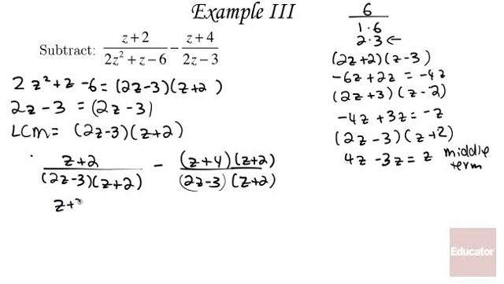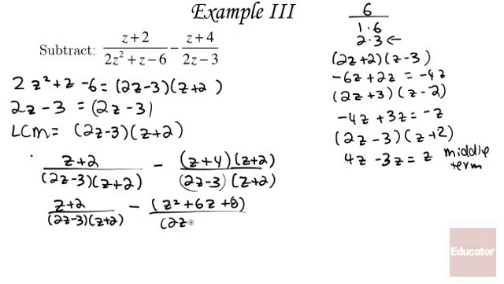Doing some simplification and then adding. This gives me 2z minus 3 in the denominator, z plus 2. That's my LCM. Now I need to multiply all this out. This is z squared. Outer, I get 2z. Inner is 4z, so that's plus 6z, plus 8. 4 times 2 is 8. All over the LCM, the common denominator.